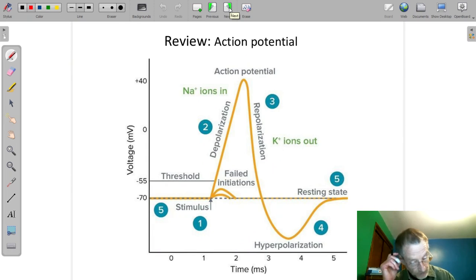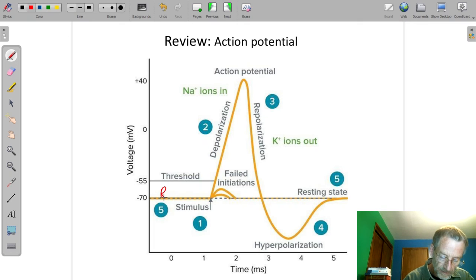The action potential, just to kind of buzz through this a little bit. Here's our RMP again. We're sitting at minus 70. And a stimulus comes along. If it's a weak stimulus, it may fail to initiate an action potential, and we sometimes call those graded potentials. Nothing happens. We didn't hit threshold.